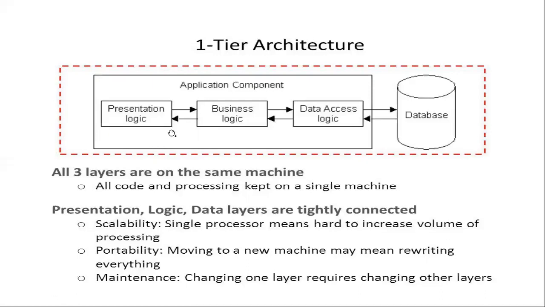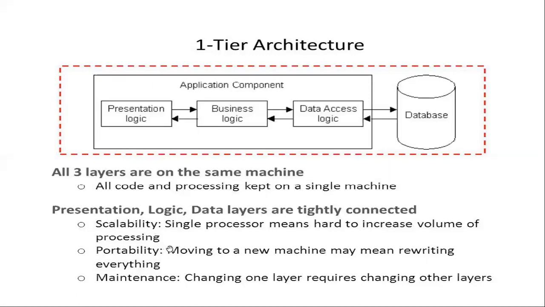Right, so this is how it works in the one-tier architecture, where everything is put together: presentation logic, business logic, and data access logic. Data access logic is actually your queries. The real data is residing in your database, right? So all 3 layers are on the same machine, that is, presentation, logic, and data layers. Scalability, so there is no scalability here because only one processor and only one user is using it.